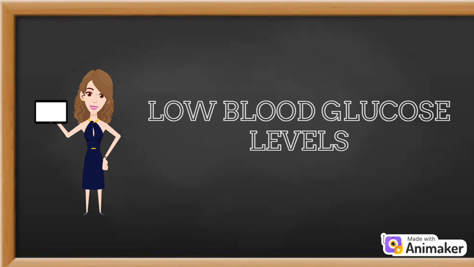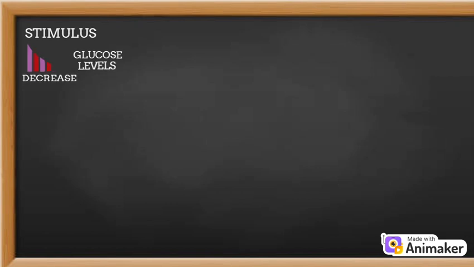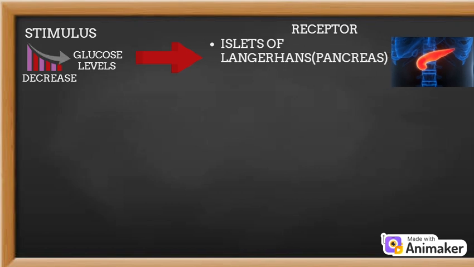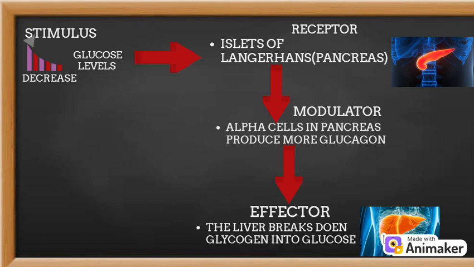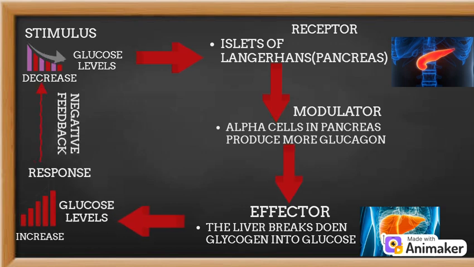Now let's look at what happens when blood glucose levels drop too low. The stimulus is a decrease in glucose level, like when you skip a meal. The receptors in the islets of Langerhans in the pancreas detect this change. The modulator, alpha cells in the pancreas, respond by releasing more glucagon. The effector is the liver, which breaks down stored glycogen into glucose and releases it into the blood. The response is that blood glucose levels increase back to normal.